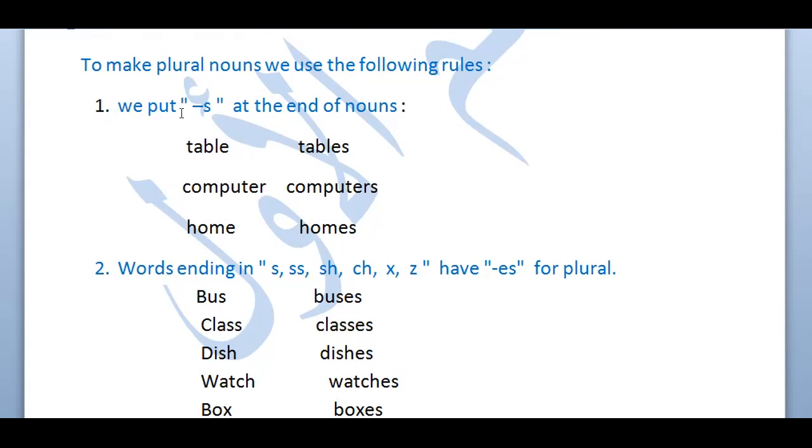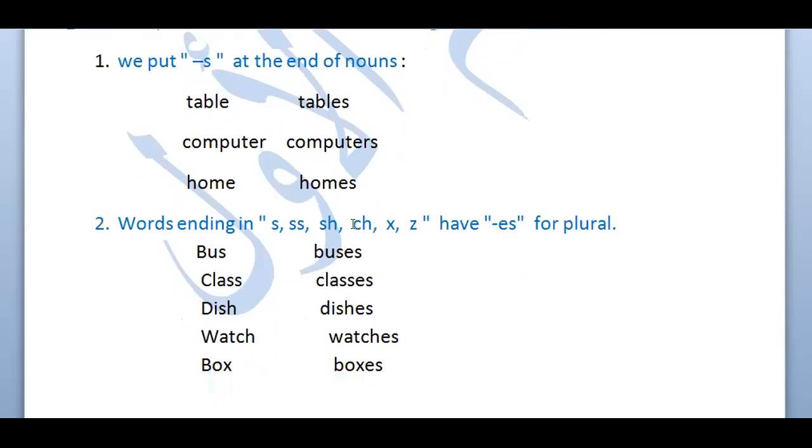We put s at the end of the nouns. This is the first one. We put s at the end of nouns. Of course, generally speaking, we put s at the end of nouns. For example, table, tables, computer, computers, home, homes, etc.